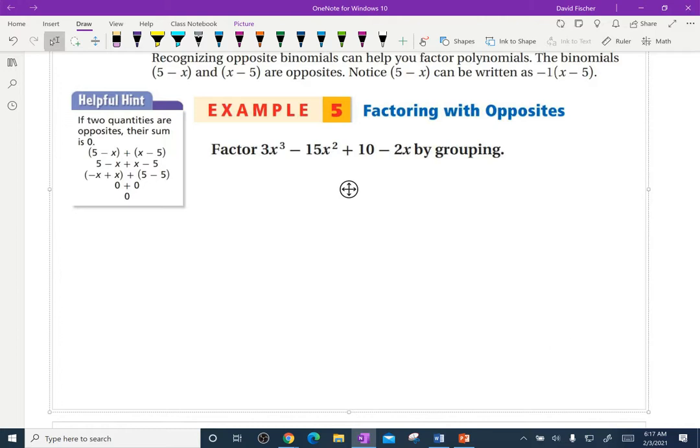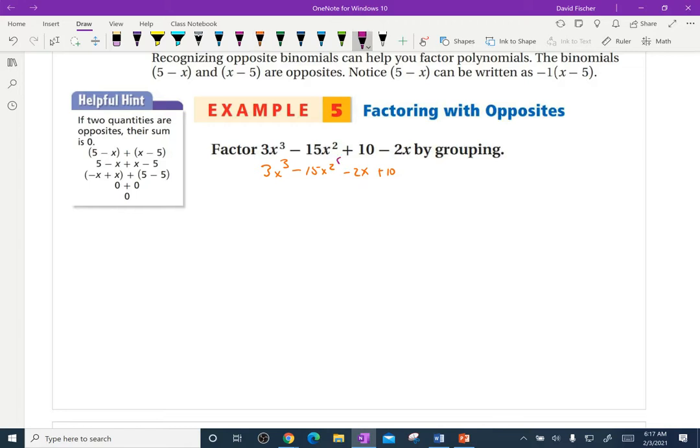Let's see what this is all about here. I can't remember from last year. First of all, it's not in order. So I'm going to put it in order. 3x to the third minus 15x squared minus 2x plus 10.